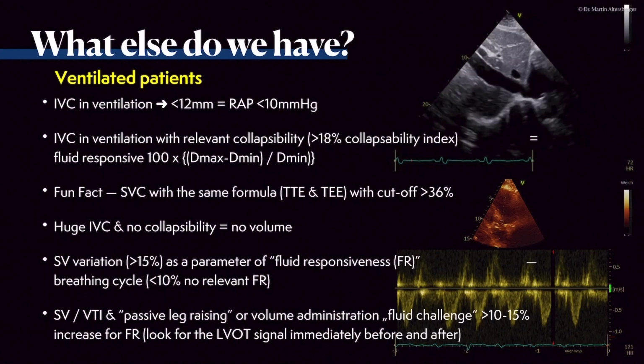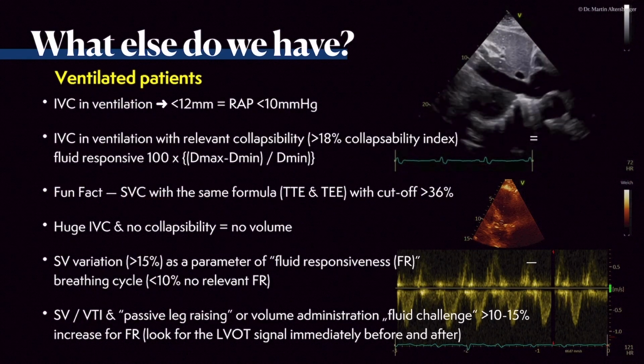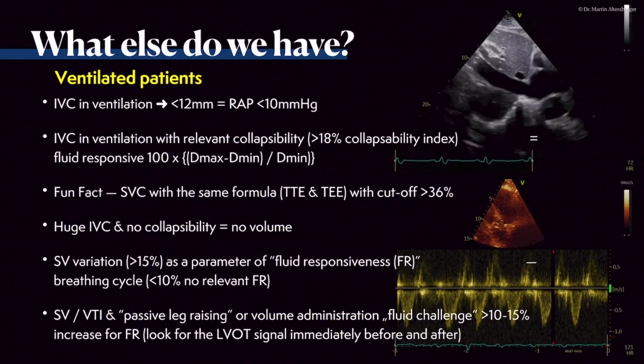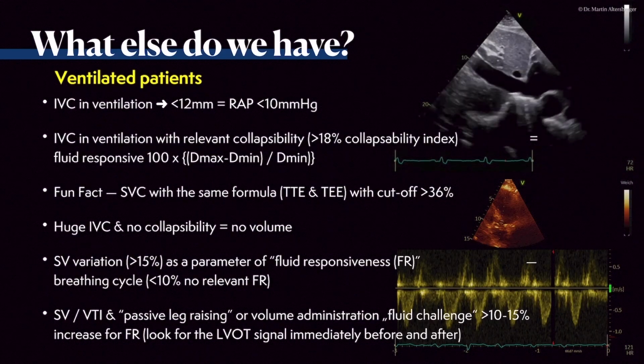A fun fact: for the SVC, you can use the same formula, the collapsibility index. You can scan it in TTE and TEE with a cutoff of 36%, not 18%, so the SVC is normally more collapsible than even the IVC. If the IVC is huge and there is no collapsibility at all, I would be very restrictive with volume.